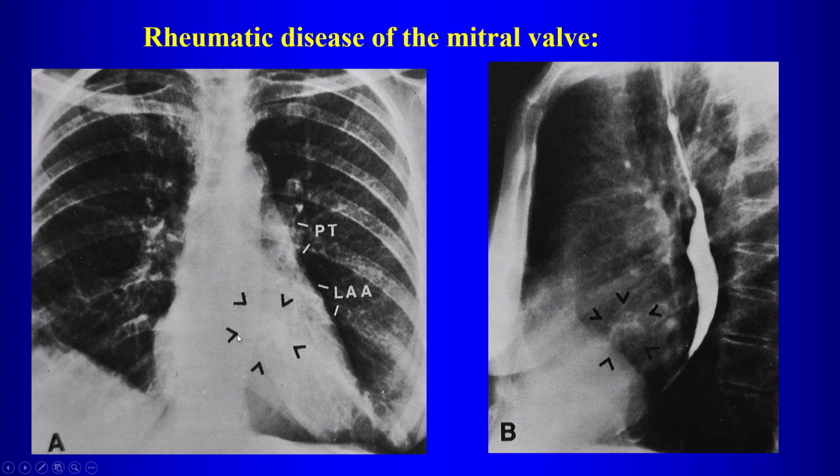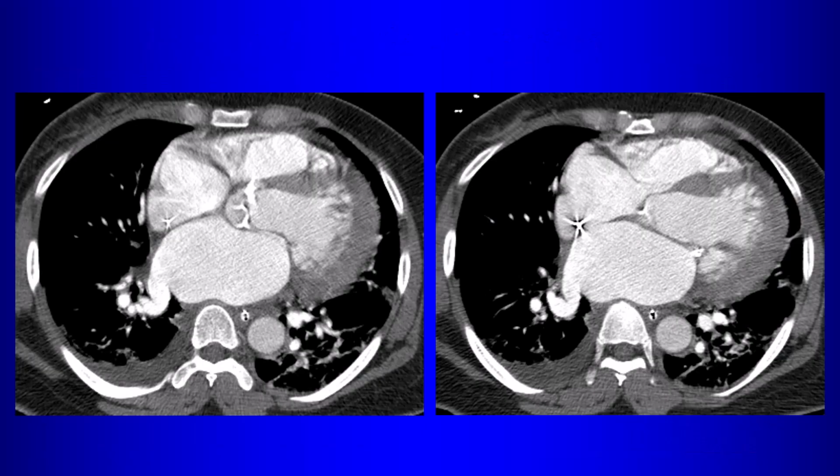So here on this chest radiograph, we see calcification in the region of the mitral valve. This patient also has some enlargement of the main pulmonary artery, some enlargement of the left atrial appendage. You can see here on the lateral view how the enlargement of the left atrium pushes back on the esophagus. So this patient has rheumatic heart disease with mitral stenosis and calcification of the mitral valve.